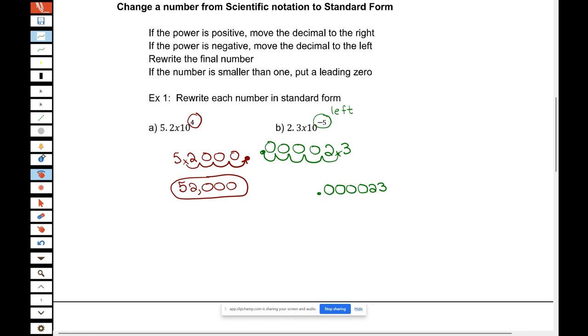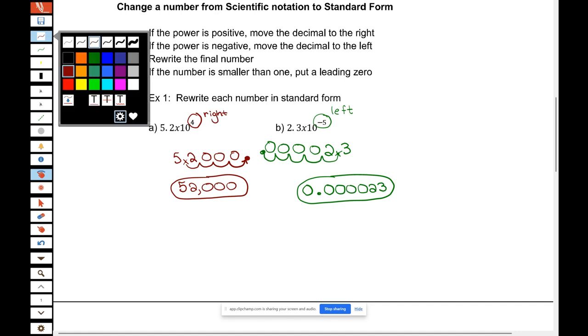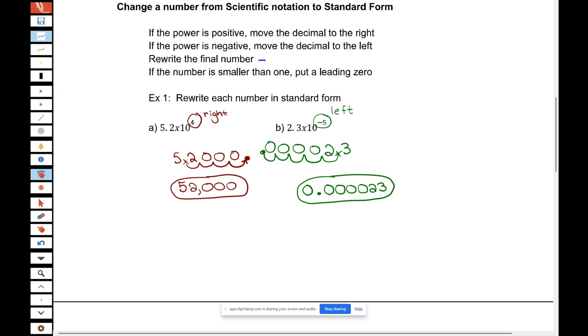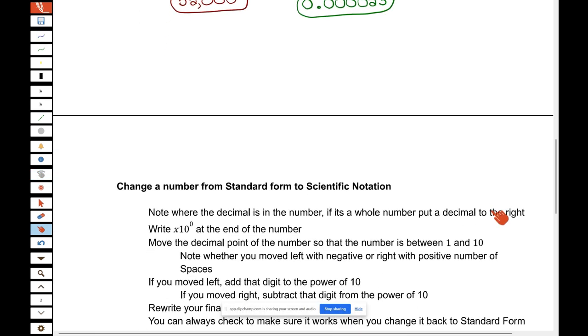And since the number is smaller than 1, we need a leading 0 before the decimal point. So positive exponent means to move it to the right. Negative exponent means to move it to the left. And I'm going to say rewrite the final number with our zeros filled in for the number of loops that you didn't have any digits in.